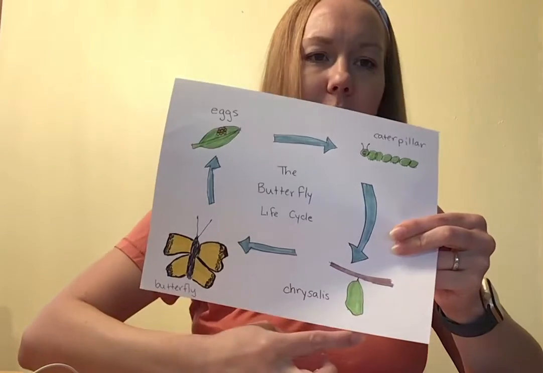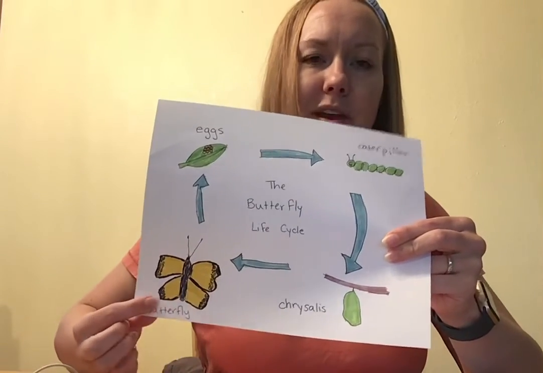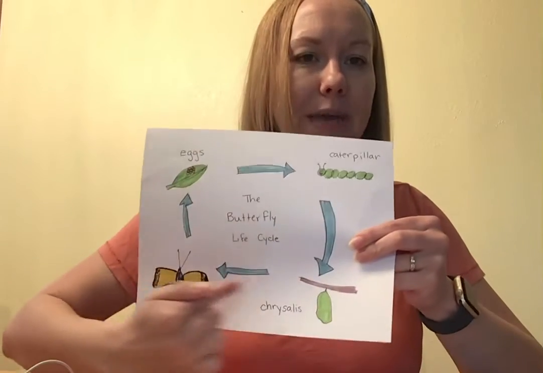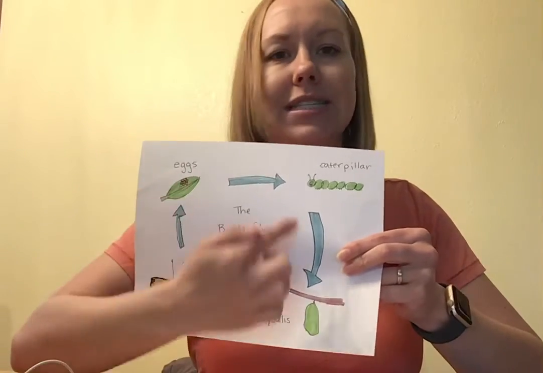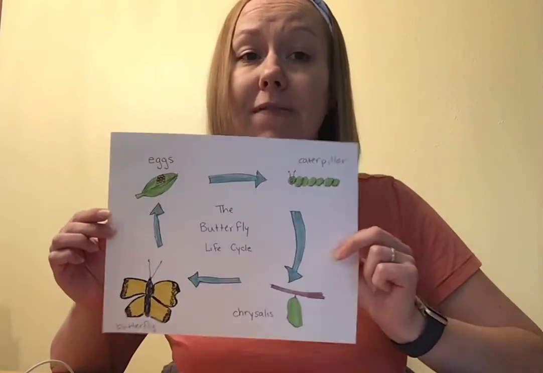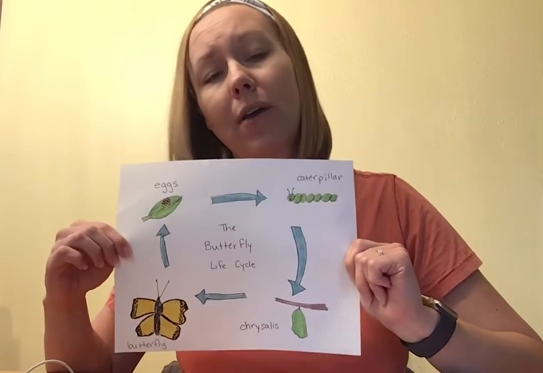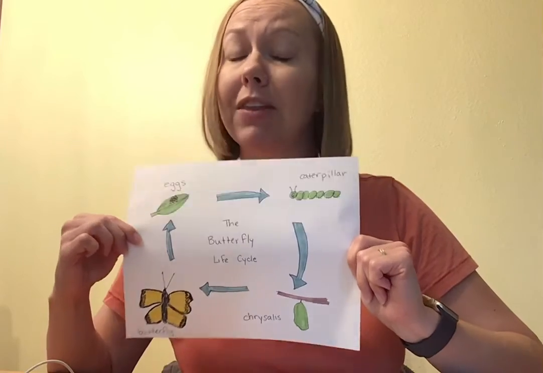Then the caterpillar will become a chrysalis, and then the chrysalis becomes a butterfly. And then the butterfly lays eggs. So that's why we draw an arrow like this and make it a circle, because it keeps going. It's called a cycle. So if you want to draw a picture of that for me, it can be either an extra activity, or you could do it for one of your other activities. I would love to see a picture.